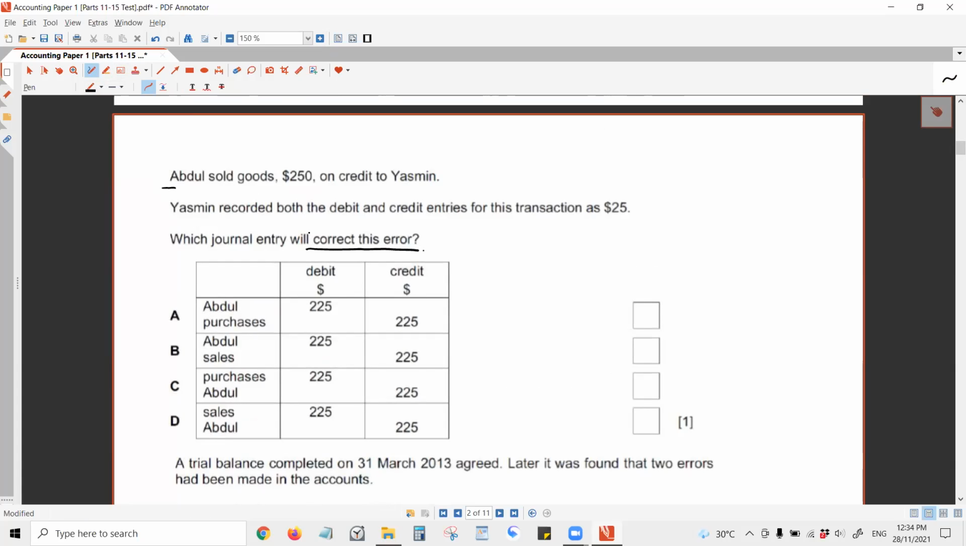First step, find the transaction. Step 2, see what should be done. Step 3, see what they did. Step 4, do correction. So this is step 1. We found the transaction. Abdul sold goods on credit to Yasmin. Honestly, with this sentence, we do not know who we are yet.